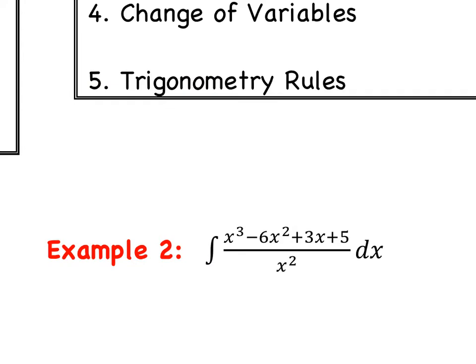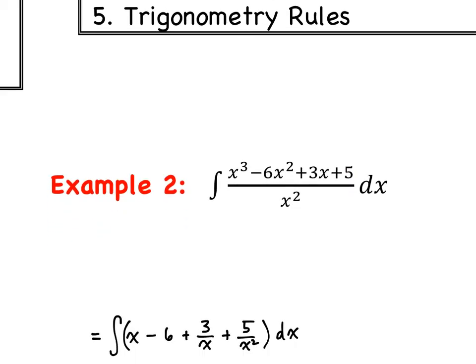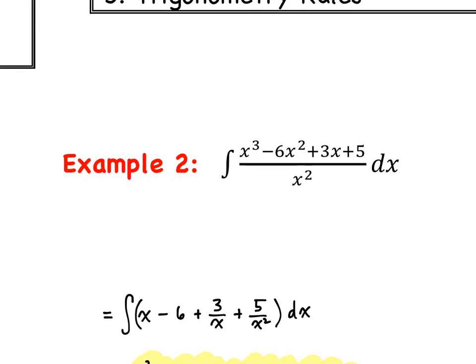Example 2, we have this big function all over one single term. So what's the best approach here? Hopefully you recognize, let's break it up and divide each term in the numerator by x squared. All right, so we're going to break it up, x cubed over x squared minus 6x squared over x squared plus 3x over x squared plus 5 over x squared. When we do that, we make it a little easier on ourselves. Okay, so now we can integrate each piece. So we're really just left with the integral of x minus 6 plus 3 over x plus 5 over x squared dx.